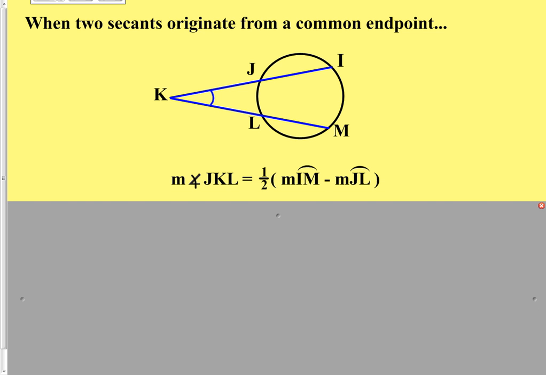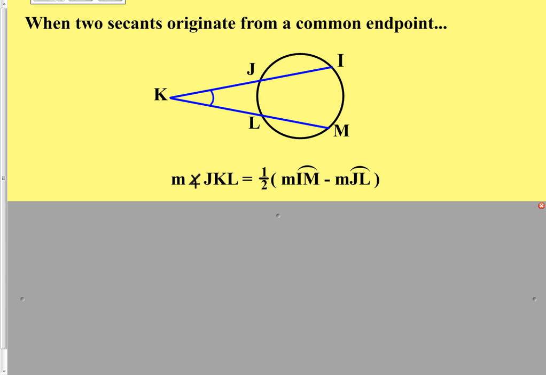The measure of the angle caught between the two secants, which would be angle JKL, will equal 1/2 of the difference of the two arcs caught between the two secants. And in this case, that would be the large arc, IM, around the far side, minus the arc JL, around the near side.